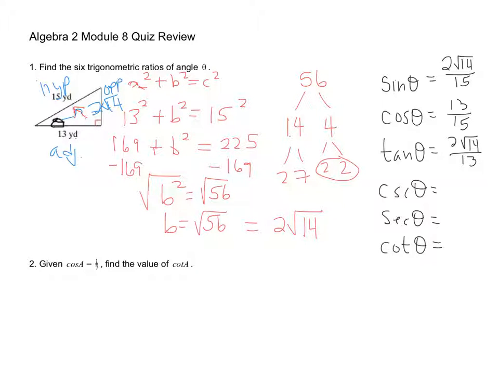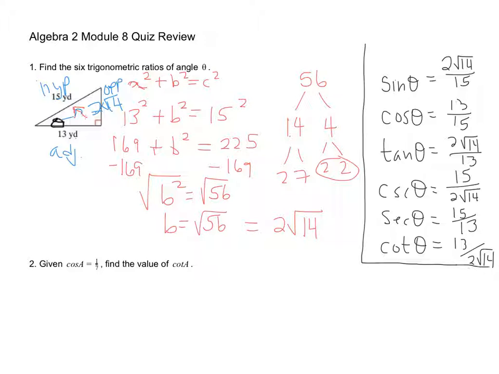Now to find the other ones, really all I have to do is flip them over. So the cosecant is the flip of sine. It's hypotenuse over opposite, so it's 15 over 2 square root 14. The secant would be the flip of cosine, so that's 15 over 13. And cotangent would be the flip of tangent, so that's 13 over 2 square root 14. So all I had to do is use my Pythagorean theorem and then find out which side in our triangle was the opposite, the hypotenuse, and the adjacent, and then plug them in.